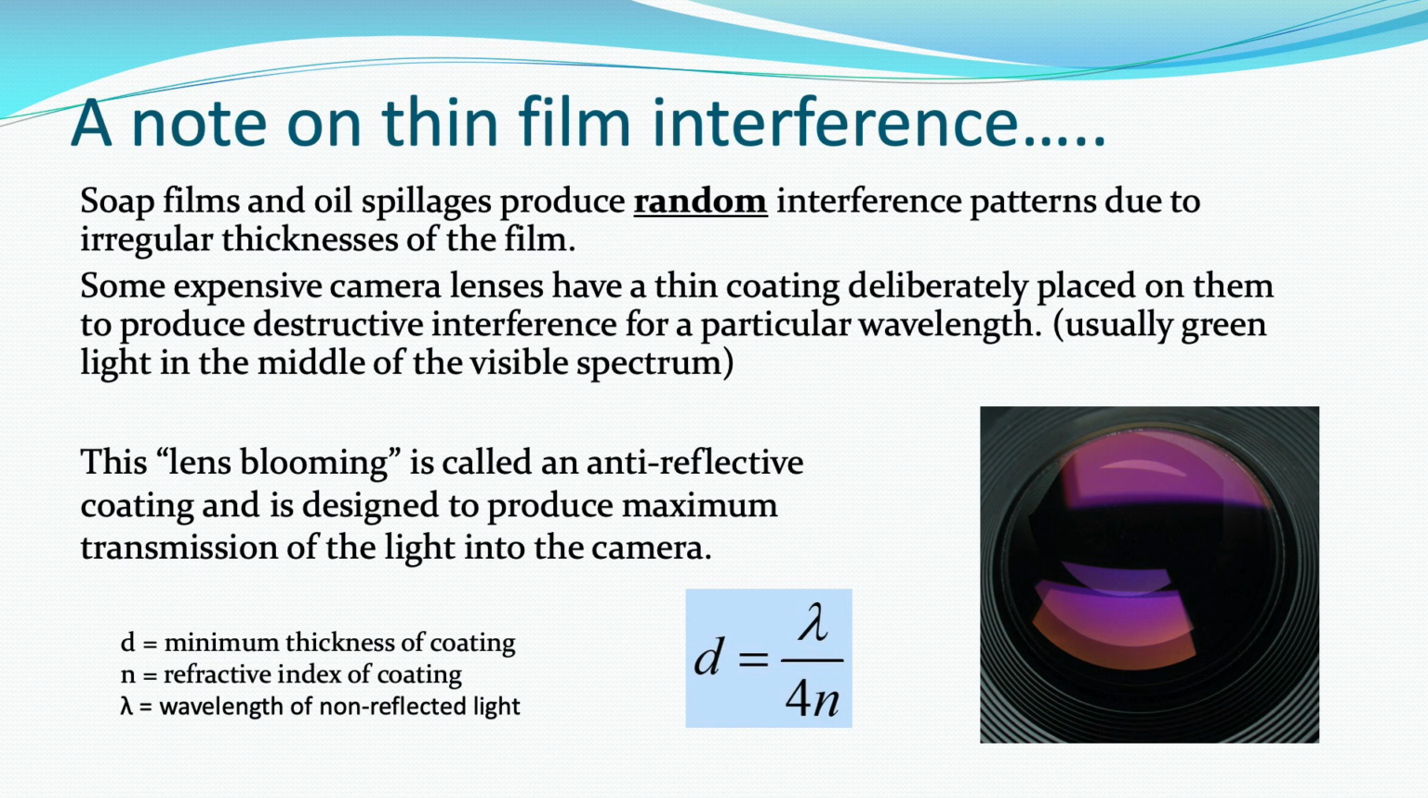This is called lens blooming. It's an anti-reflective coating, and it's designed to produce maximum transmission of the light through the lens into your eye or into the camera. But there's the relationship on your relationship sheet. The minimum thickness of the coating for one particular wavelength is lambda over 4n.